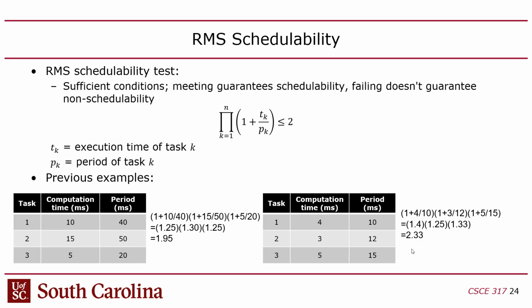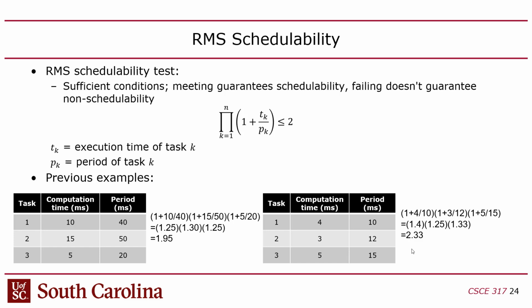So the newest one that I can find for RMS works like this: you take each of the run times divided by the periods, right? And you add 1 to each. And then you multiply them all together. And if that product is less than or equal to 2, then that guarantees that you can schedule. If it's greater than 2, then it's like, no comment.